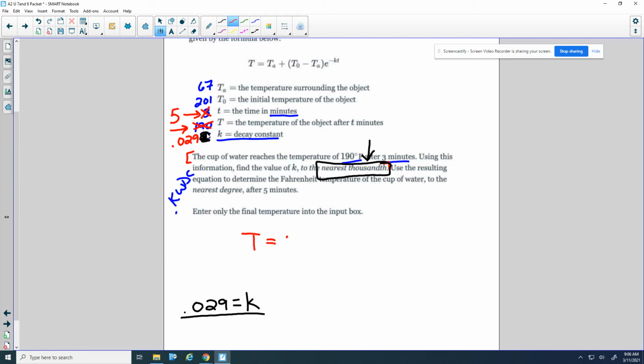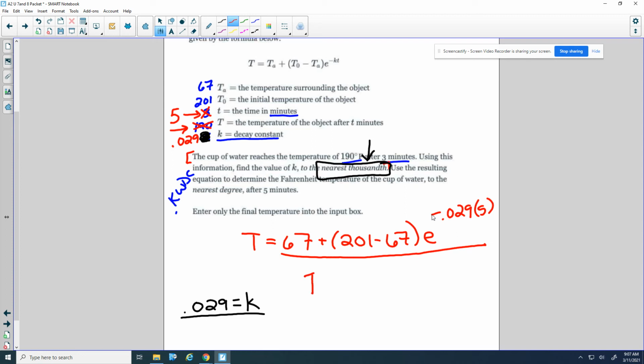So plugging them in, this part is still the same. And we have e, and my k is 0.029 times 5. Now I can type it in my calculator because we have all numbers. So the resulting temperature after 5 minutes is 183 degrees.